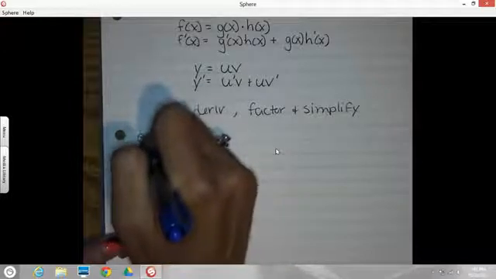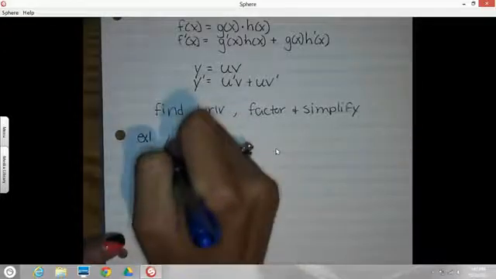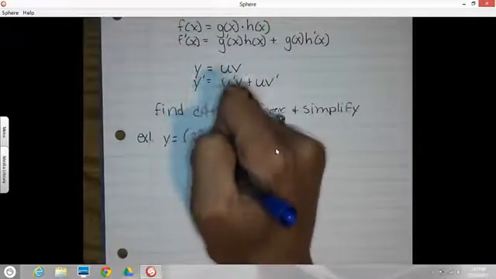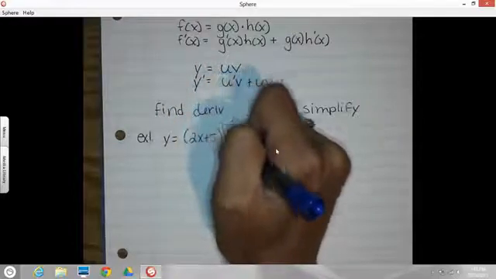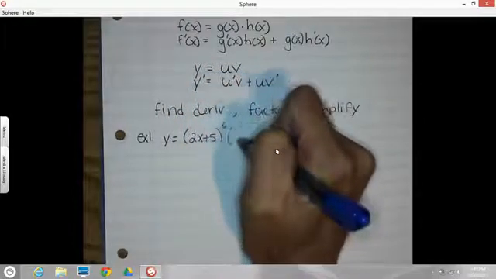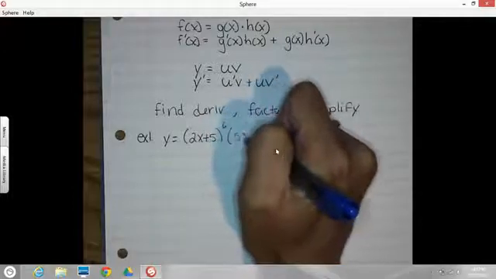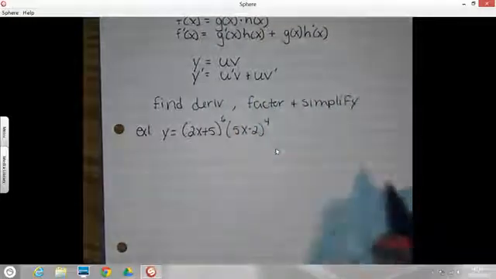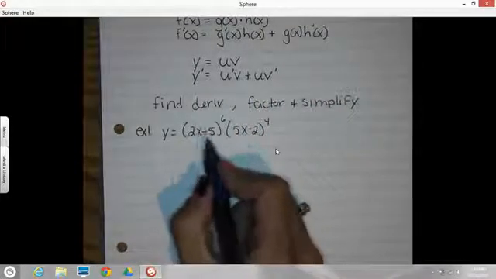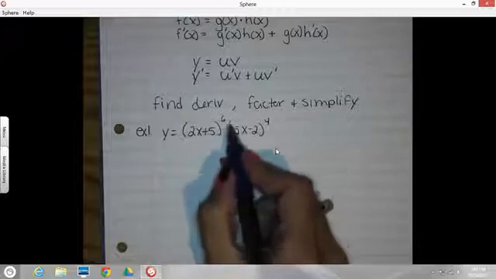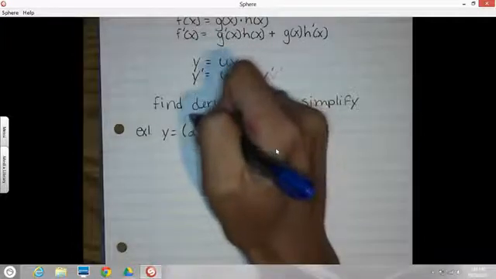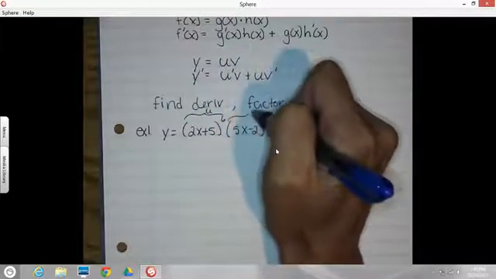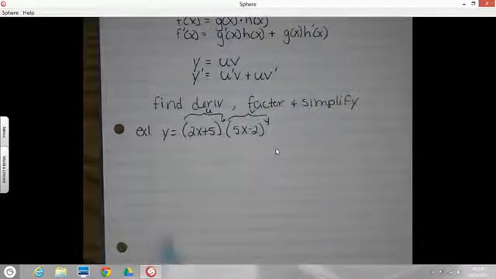Example 1. Got a function y that has the quantity 2x plus 5 raised to the 6th multiplied by the quantity 5x minus 2 raised to the 4th. Okay, the reason that this is a product rule is I've got an x quantity here multiplied by another x quantity. So my u is this whole thing, and my v is this whole thing. So I'm going to do product rule.